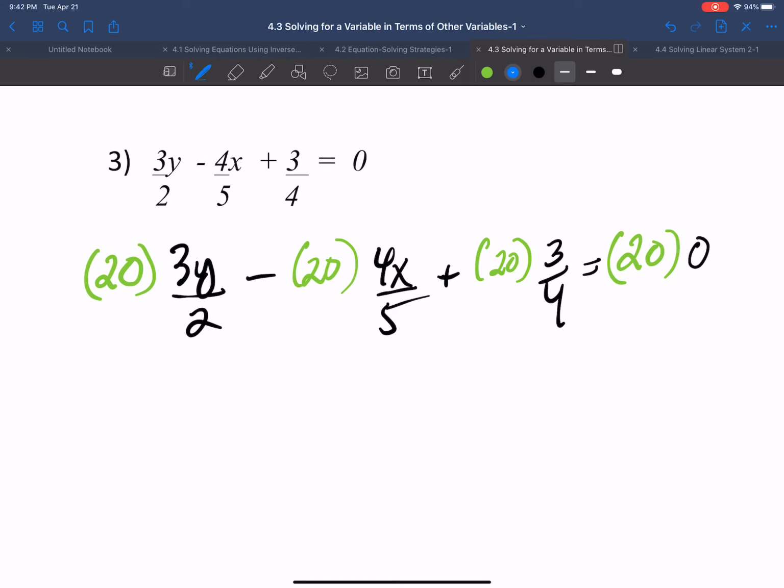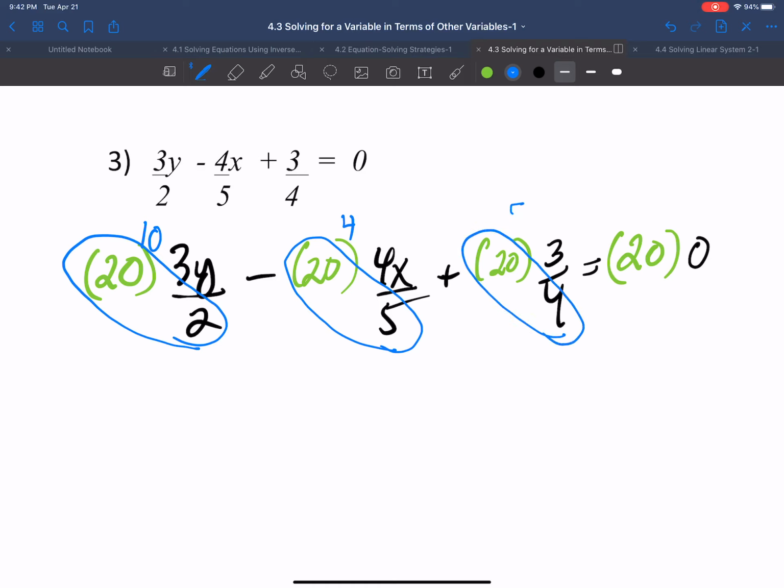So now, 20 divided by 2 is 10. 20 divided by 5 is 4. 20 divided by 4 is 5. So now, since I divided those out to get 10, this means 10 times 3y. This means 4 times 4x. This means 5 times 3. I'm going to write it out, but you could always just skip to the next step here.